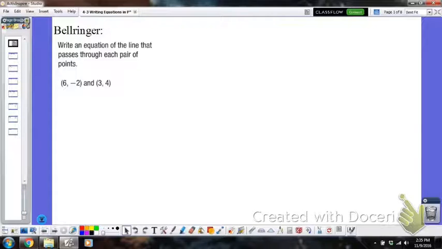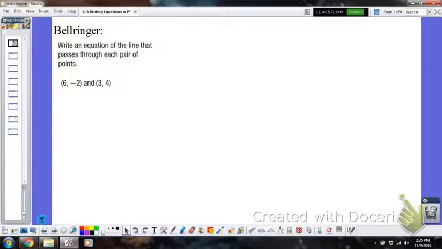Hey guys, this is your lesson for 4.3, writing equations in point slope form. Let's start off with a bell ringer. We need to write an equation of a line that passes through each pair of points. So we were given the points (6, -2) and (3, 4).